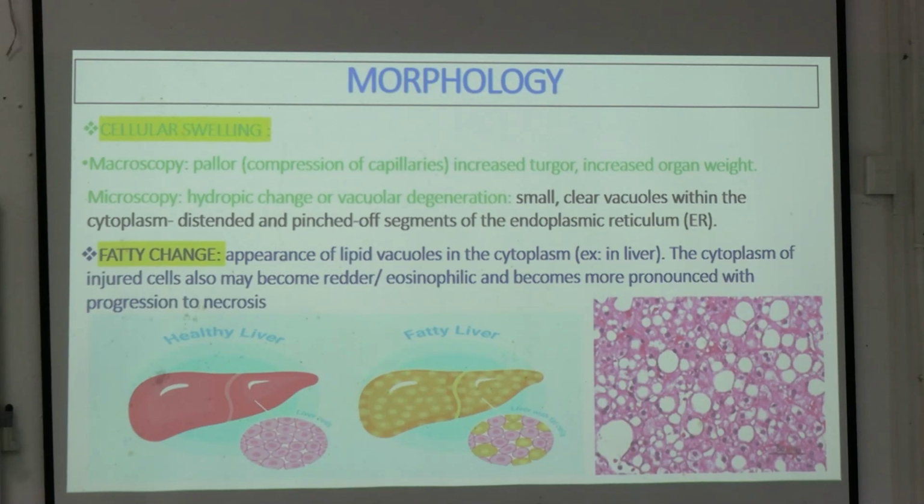So fatty change is one of the earliest stages of reversible cell injury in the liver, right? Fatty change, steatosis, and ultimately the end stage is cirrhosis of the liver. Fat in microscopy is washed out during tissue processing, so it appears as clear spaces. Fatty change is the appearance of lipid vacuoles in the cytoplasm. The cytoplasm also becomes redder or eosinophilic, and ultimately there is necrosis. So these are the initial changes.